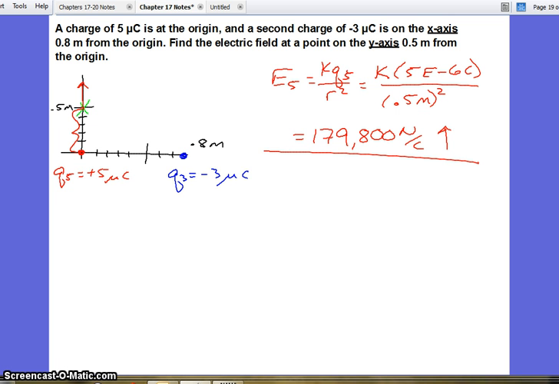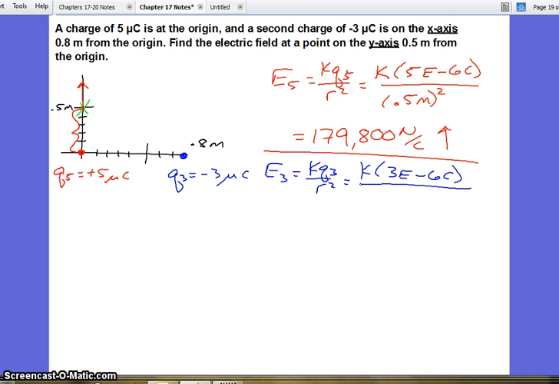Now we're going to find the electric field from the negative 3 microcoulomb charge. So again, it is KQ3 over R squared. K is again 8.99 times 10 to the 9th. We're going to leave off any positives or negatives here with our charges. We just always make it an absolute value. But again, it's micro, so we convert to times 10 to the negative 6.